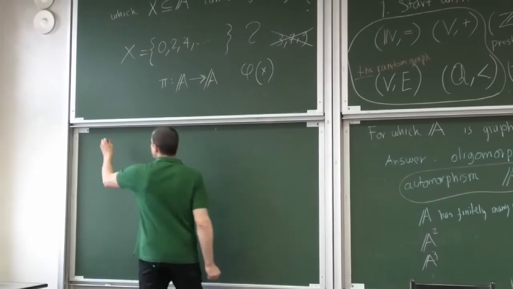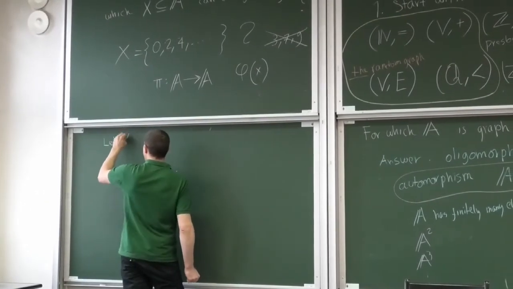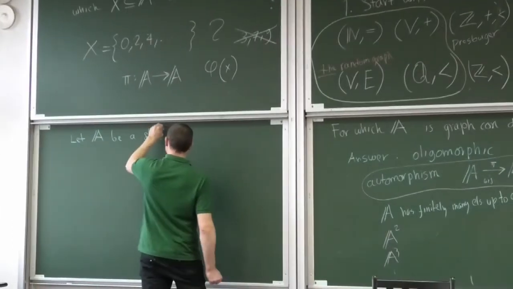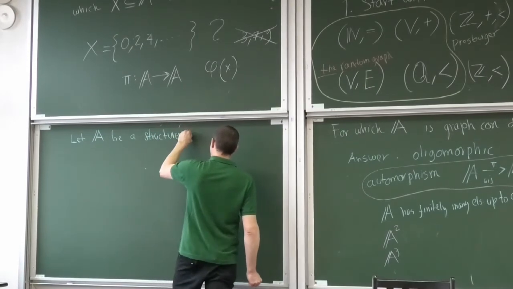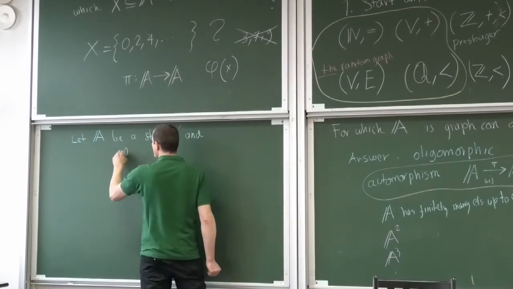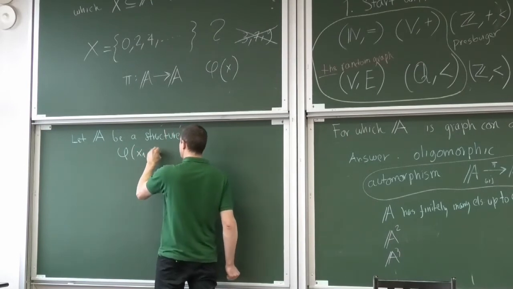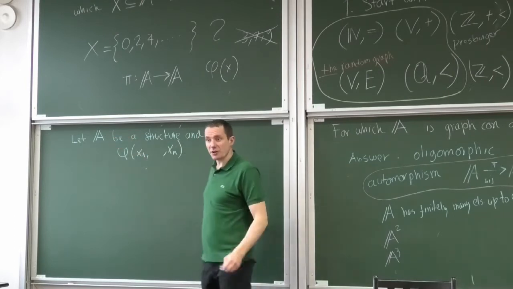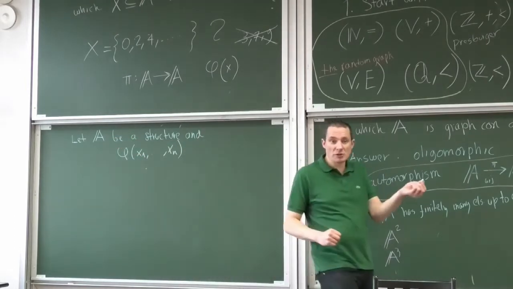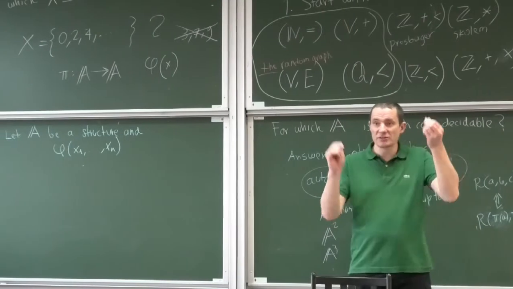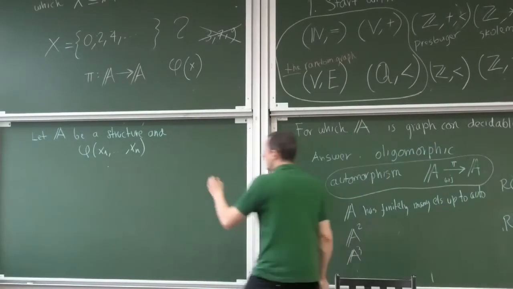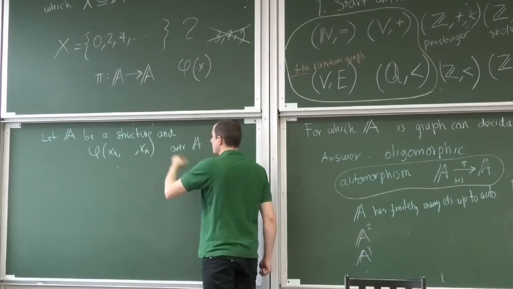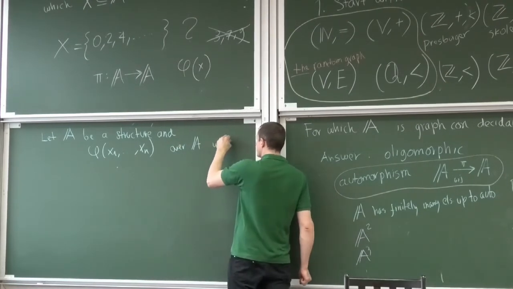Okay, let me just write that. Let A be a structure and take some formula phi(x1, ..., xn), which uses the vocabulary of the structure. So if the structure has equality only, it uses equality only. If the structure has order, then it's allowed to use order. So phi is allowed to use the vocabulary without constants.